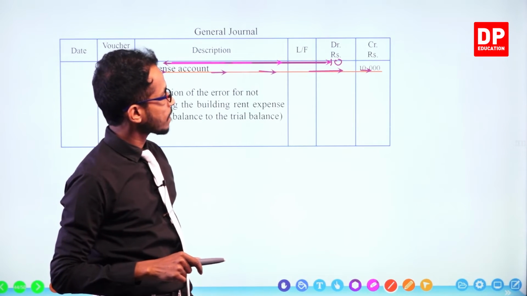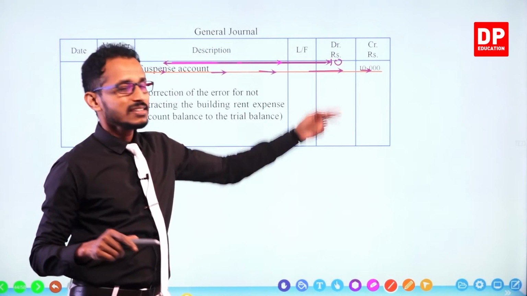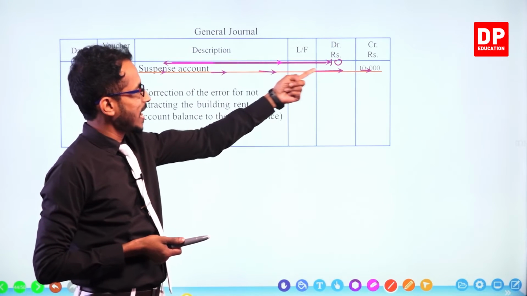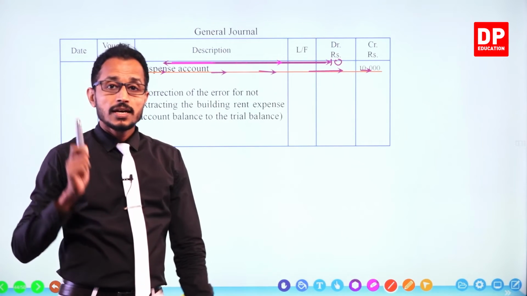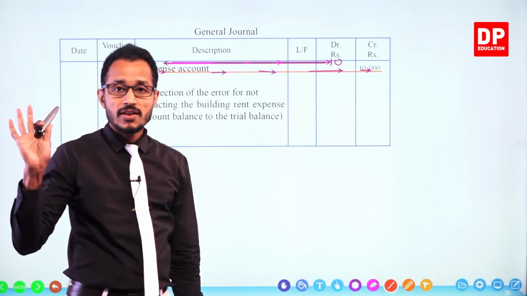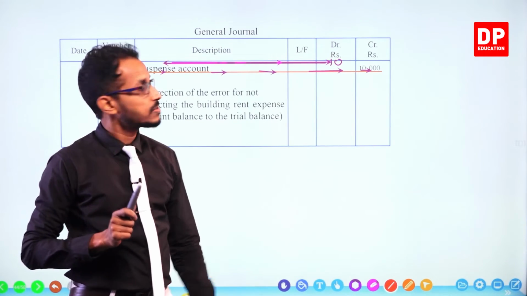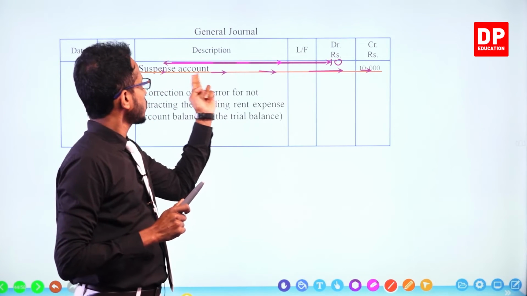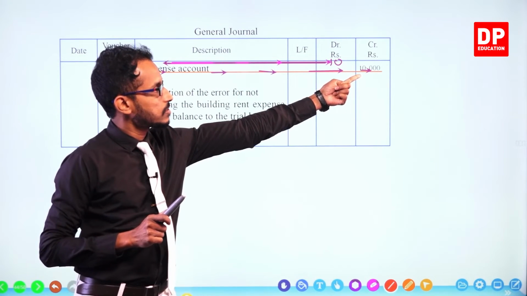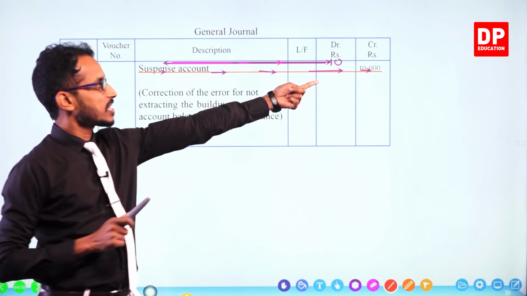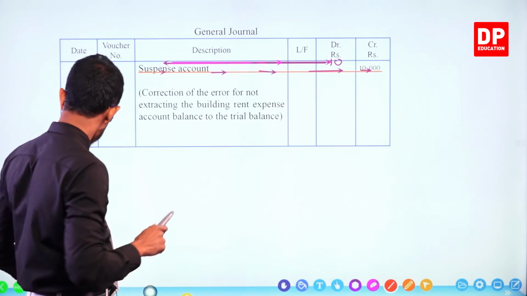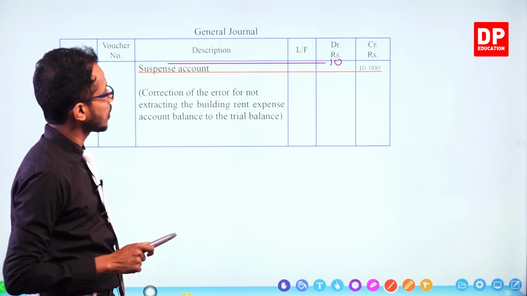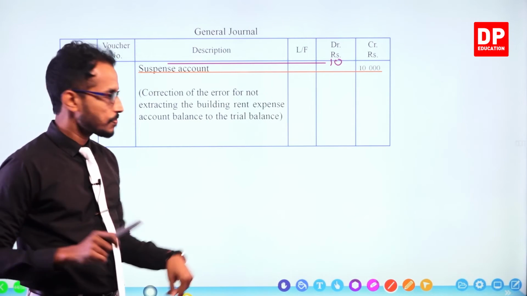Well, this was the old method. Leaving the description column blank and putting 10,000, because you don't write the words trial balance in the description column. You leave it blank and you put only that 10,000 to the credit side, which goes to the suspense account. Fine, all right.